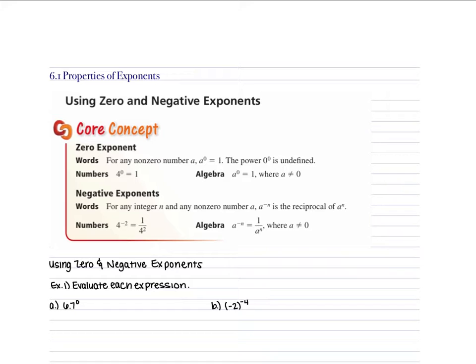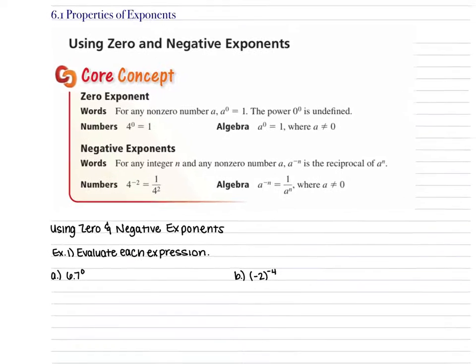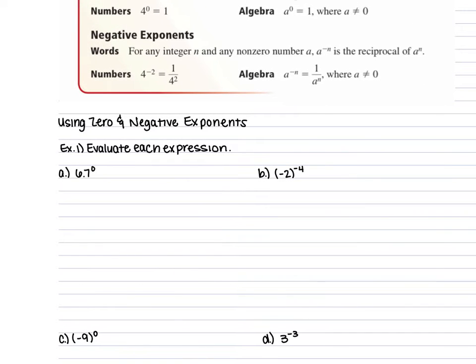Anytime you have a negative exponent, you're going to take the reciprocal of the term that it's attached to make that exponent or that power positive. If we look at example 1a, we have 6.7 to the power of 0. Again, anything raised to the power of 0 is automatically 1. So this is just 1.